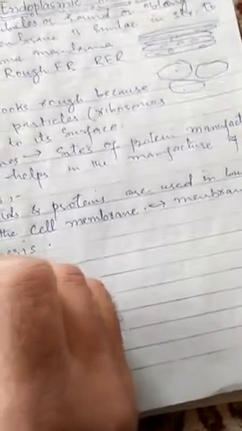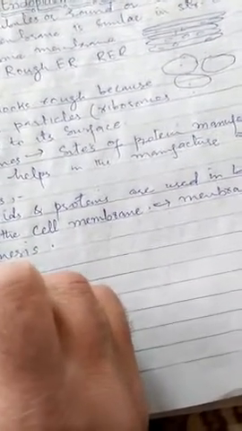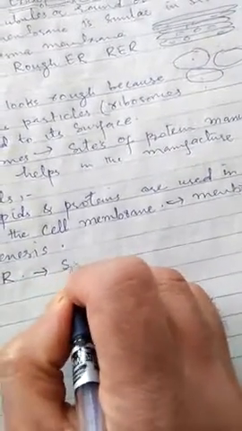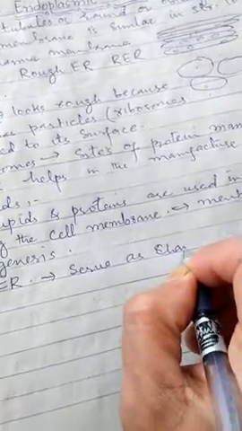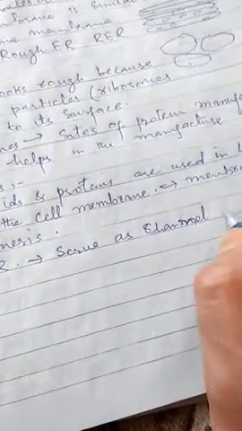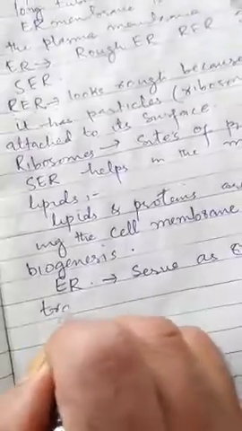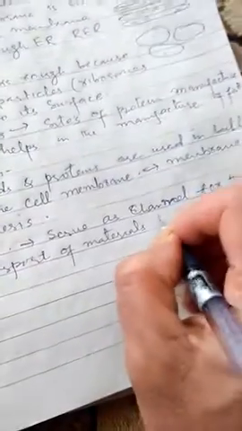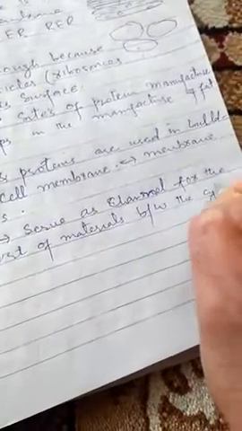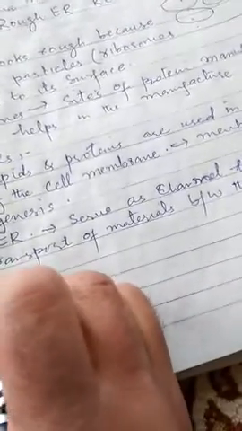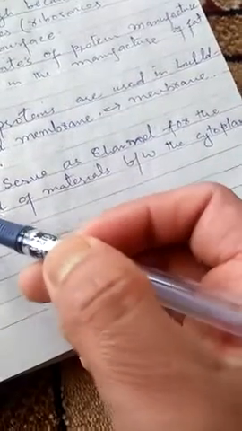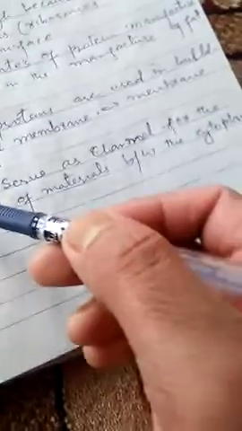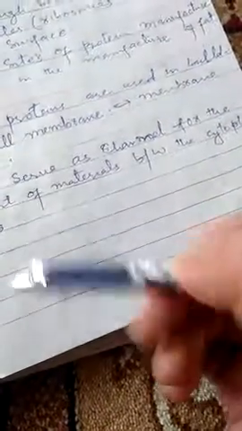Now let us see the functions of the endoplasmic reticulum. One function of the endoplasmic reticulum is that it serves as a channel for the transport of materials between the cytoplasm and the nucleus. The transport of materials between the cytoplasm and nucleus occurs through the endoplasmic reticulum.